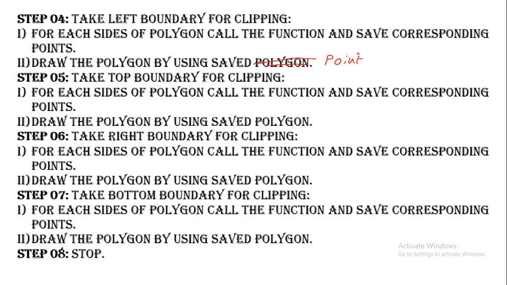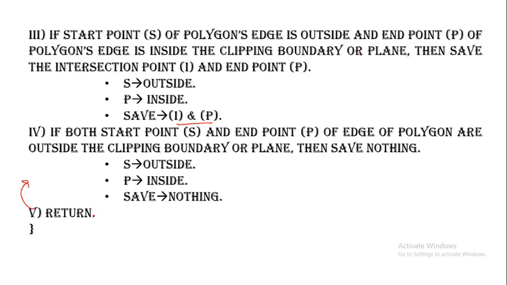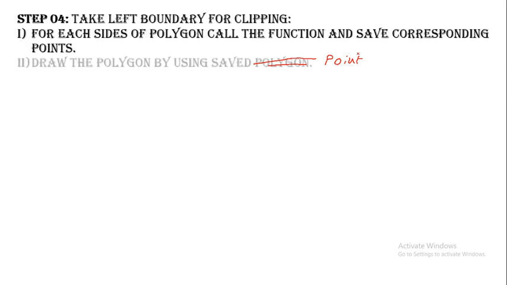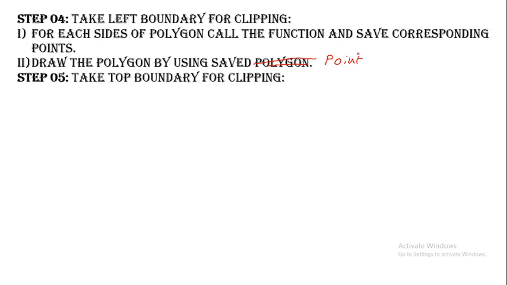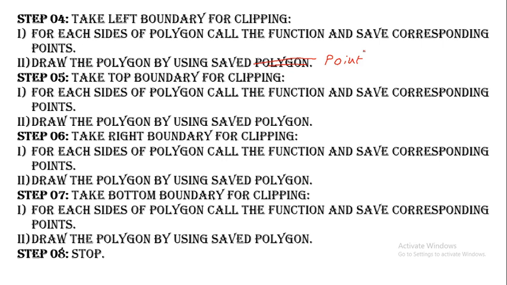So in steps number 4, 5, 6 and 7, in these four steps we have to call the function, the step number 3 function. At the end of the function it will return to the fourth step. If you are calling from step number 4, it will return to step number 4, and then we draw the polygon. And in step number 5, again you have to call the function. At the end of this function, the function will tell you these points have to be saved. You save these points and then return to step number 5, and by using the saved points, you draw the polygon. This way, we can clip the polygon.